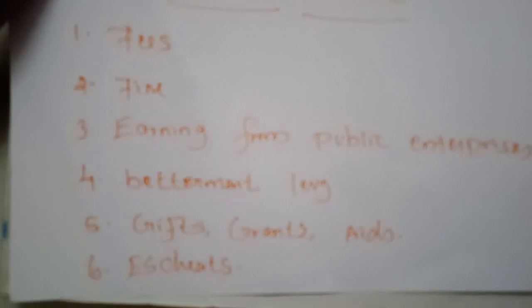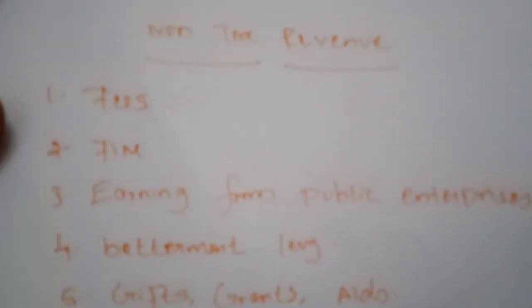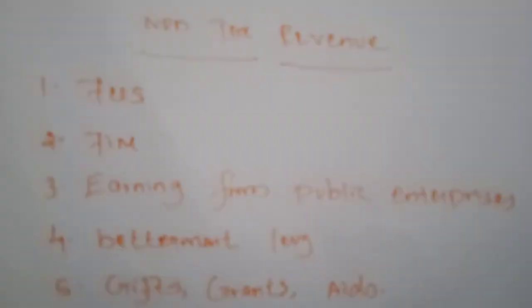Next, grants from foreign countries are known as foreign aid. For example, we have studied already in our previous lessons, the IMF, World Bank, and some other organizations. From these organizations, both the state government and the central government have the possibility and the right to borrow money. This is also one of the sources of revenue.